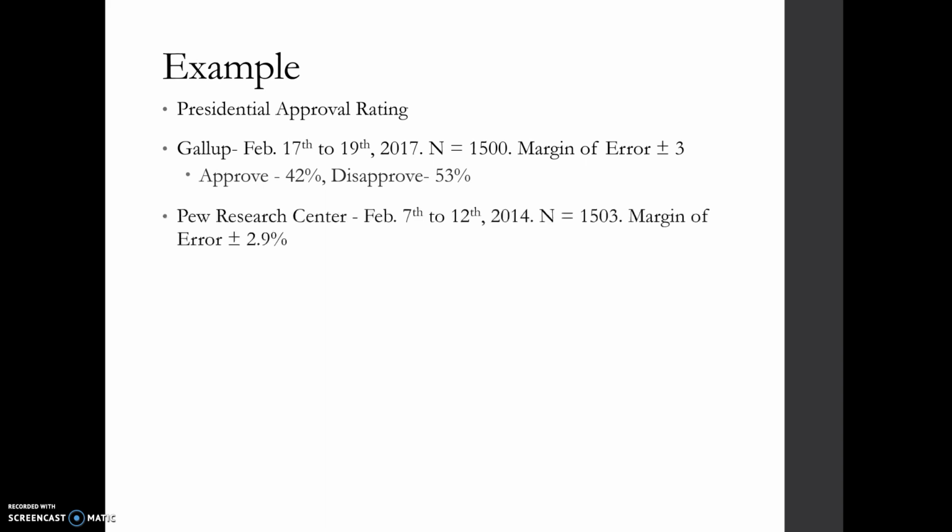So Pew Research Center did the same research, and they had a sample size. Of course, this is research done 3 years before that. So this is research with a sample size slightly larger, 1,503 persons. So sample size slightly larger, or the margin of error slightly smaller. Of course, this is approval rate for President Obama, not for President Trump. Again, 41% favorable rate, 57% unfavorable rate.